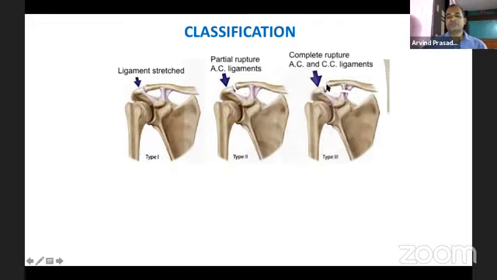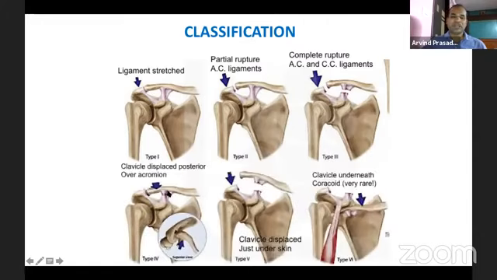In type 3, there is complete rupture of the AC as well as the CC ligament, and there is translation of the clavicle also. In type 4, there is complete rupture of the AC and CC ligament, and the clavicle moves posteriorly into the trapezius muscle. Type 5, very high vertical displacement of the clavicle. And in type 6, the clavicle comes underneath the coracoid. In these three, type 4, type 5, type 6, usually there is injury of the deltoid as well as the trapezius because of so much movement of the clavicle.